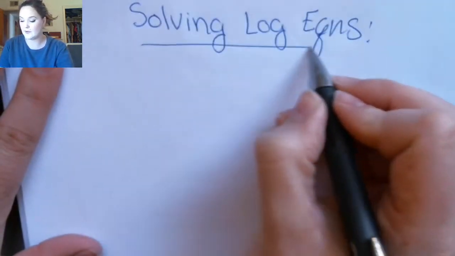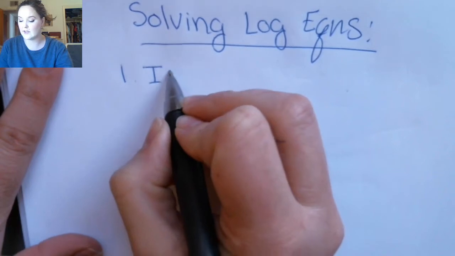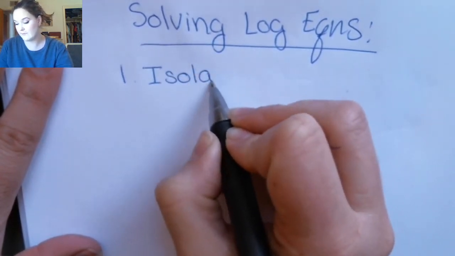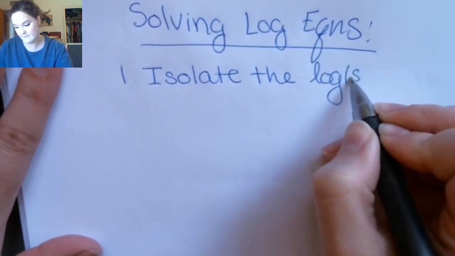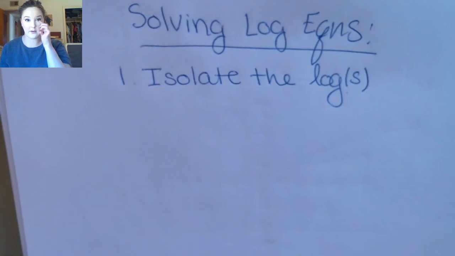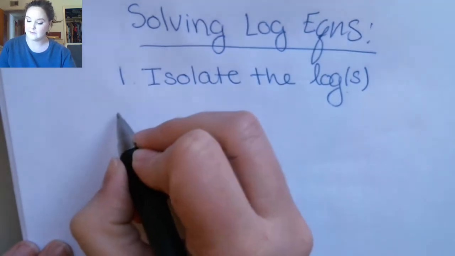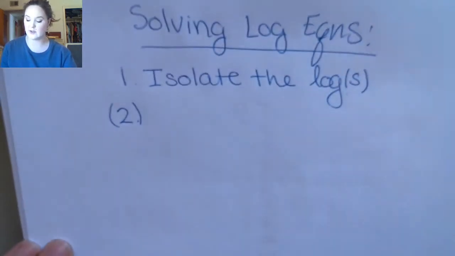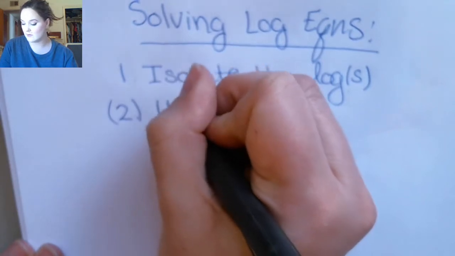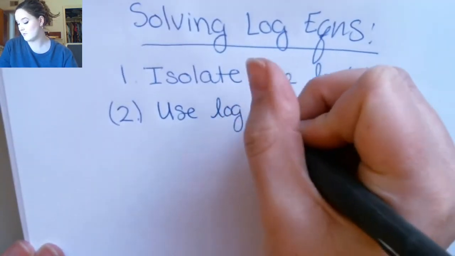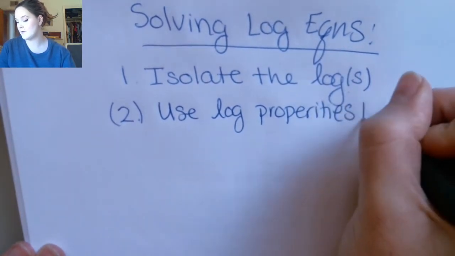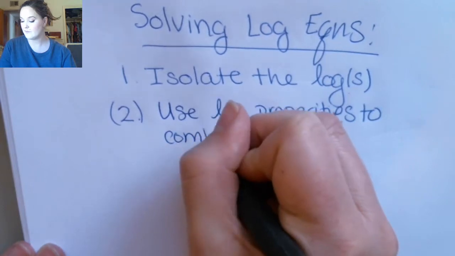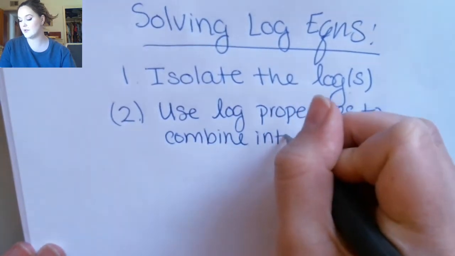Okay, so the first thing you want to do is isolate the log. So if there's only one, isolate it. If there's more than one, get them together on one side. Now the second thing, and you might not always need to do this, is use the log properties to combine into a single log.